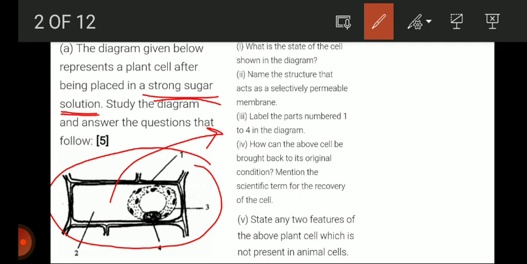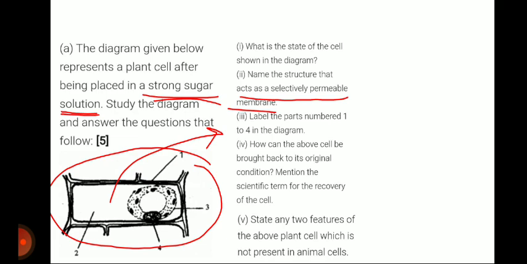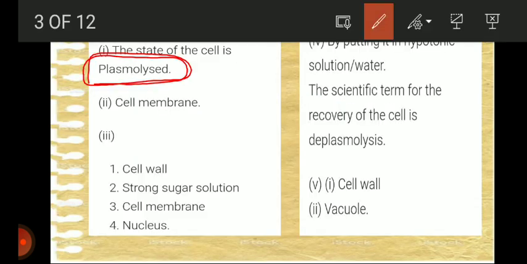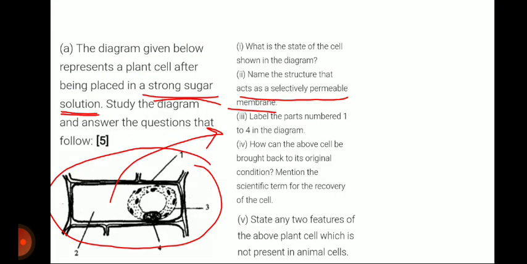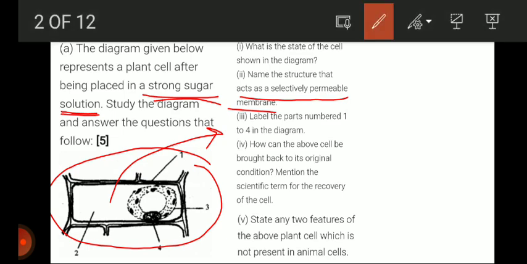Now the next question is, name the structure that acts as a selectively permeable membrane. So in the diagram, which structure acts as a selectively permeable membrane, that is, a semi-permeable membrane? Of course, it is the cell membrane which acts as a selectively permeable membrane. That means it will select which molecules will be able to enter or come outside from the cell, right? Now, what is the third question?